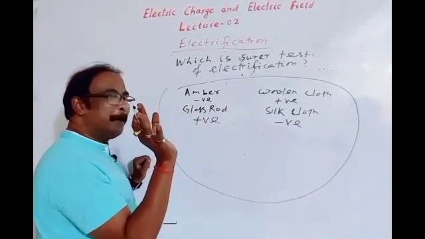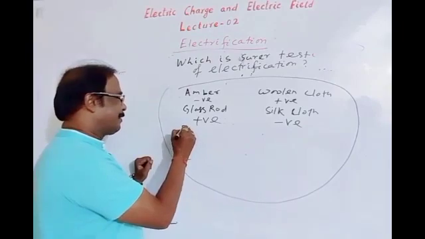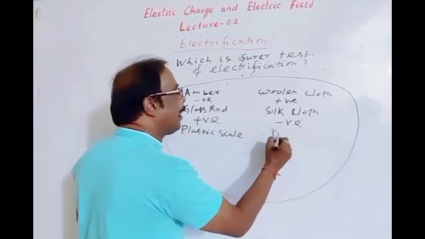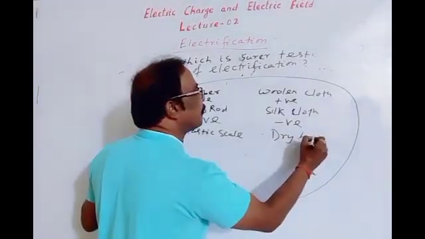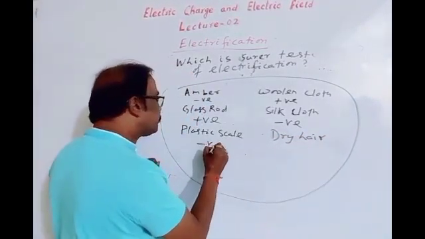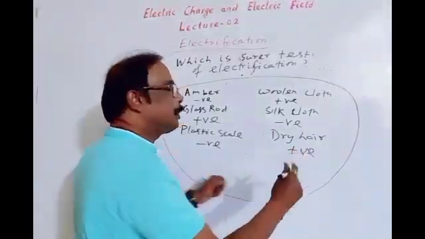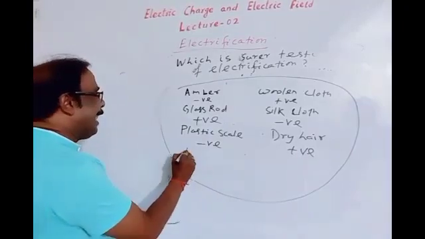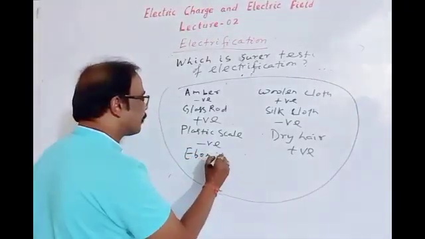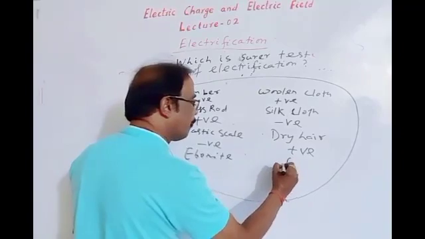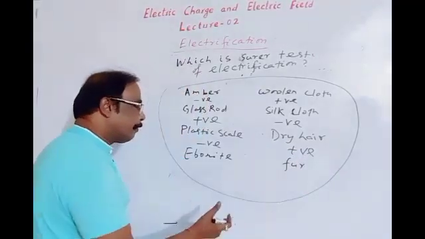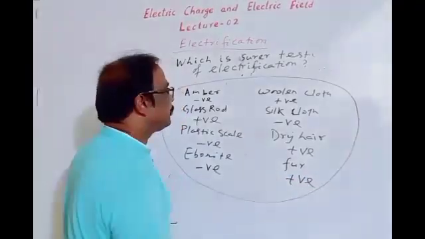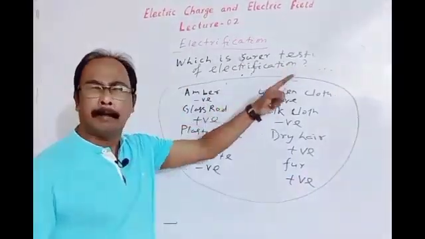Then, as you have observed, a plastic scale, if rubbed on dry hair, becomes negative, and dry hair becomes positive, and it will stand up due to mutual repulsion. Then ebonite and fur, you may take cat's fur. Ebonite becomes negative, fur becomes positive. These are some examples. Then what is the answer?